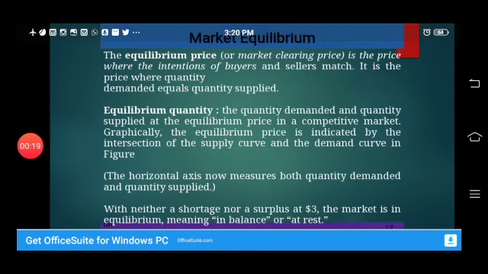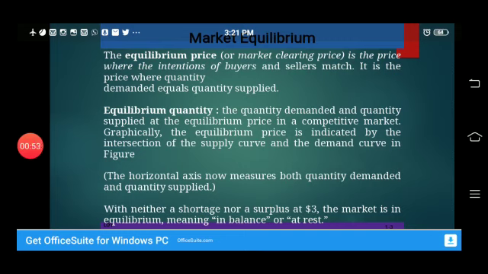First of all, we need to know what market equilibrium is. Market equilibrium is the point where quantity demanded is equal to quantity supplied, or we can say that the market equilibrium price is the price where the intentions of the buyers and the sellers match. And what is the equilibrium quantity? The equilibrium quantity is the quantity demanded and the quantity supplied at the equilibrium price. It means that at the equilibrium price there is some quantity that is known as the equilibrium quantity.